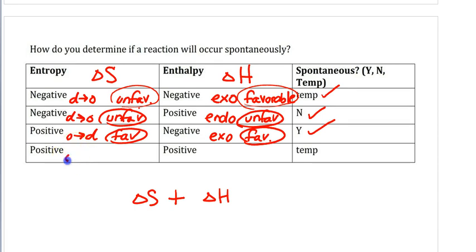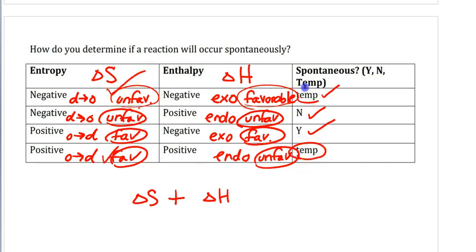If you have something positive again, order to disorder, that would be favorable. And if you have something that's endothermic, that would be unfavorable. Just like what we saw in the first example, it's going to depend on the temperature.